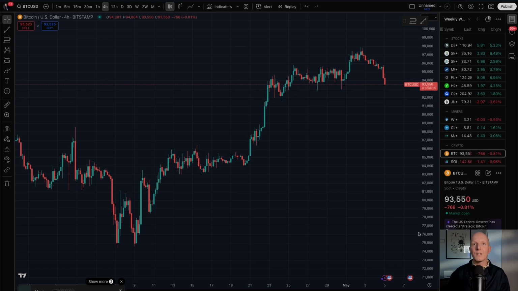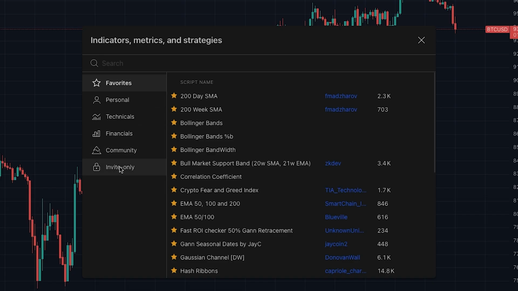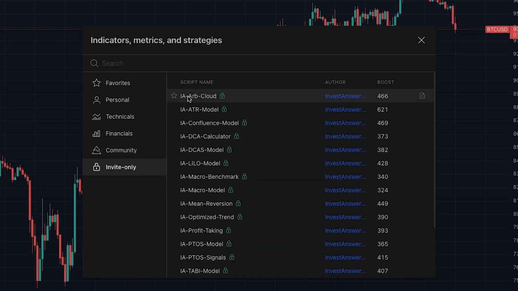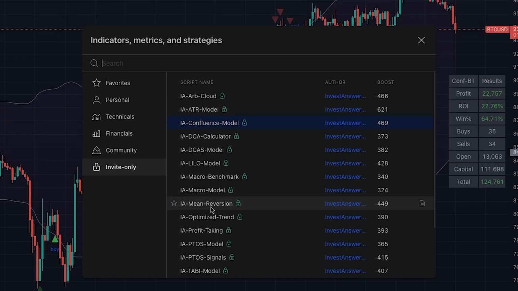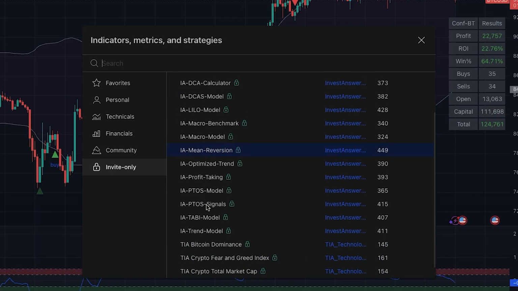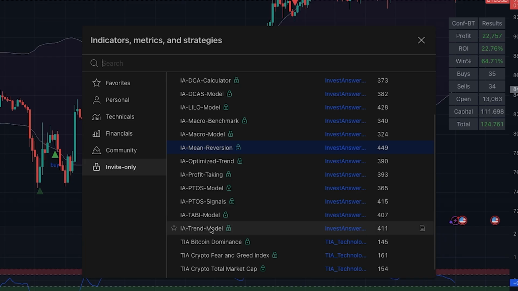And I'll launch TradingView here, and we've got Bitcoin because who doesn't love Bitcoin? So I'm just going to go up to indicators, and then I'll go to invite only. And from all the InvestAnswers indicators, the IADSS set is comprised of the confluence model, we have mean reversion, and then we also use the trend model here.